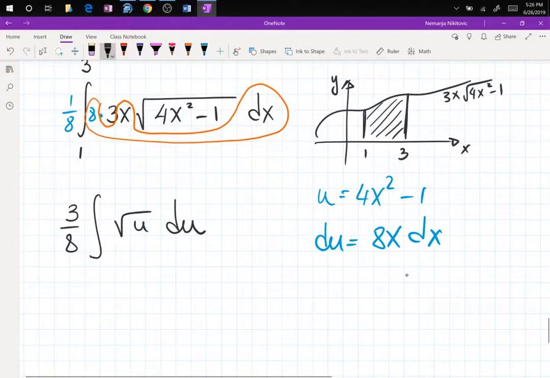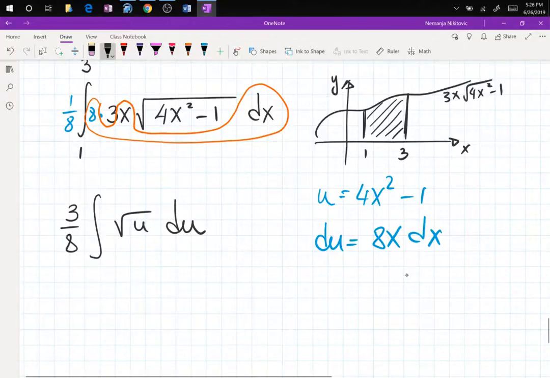When you differentiate, that means the 3 can be factored out again. You'd say x, so you need 8. You don't have 8, so you put 8 and 1 over 8 in front to balance it. Yeah, okay. So you can do the substitution.